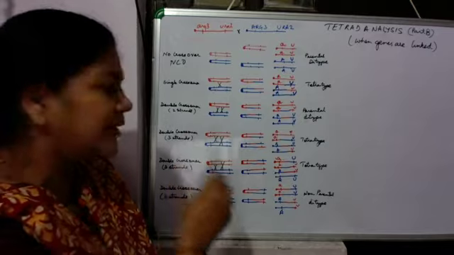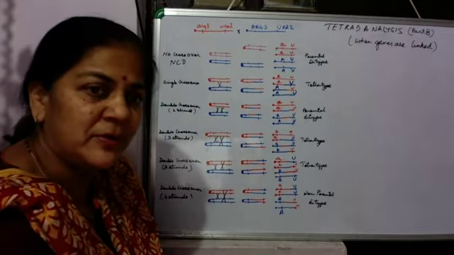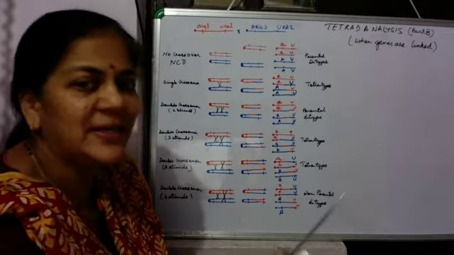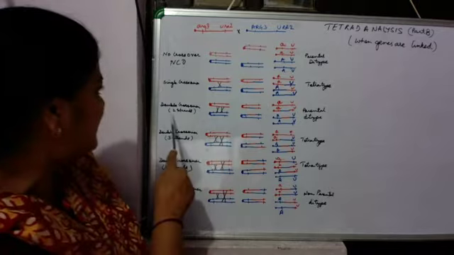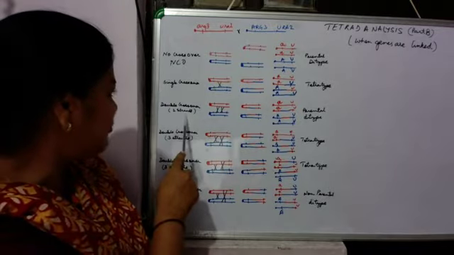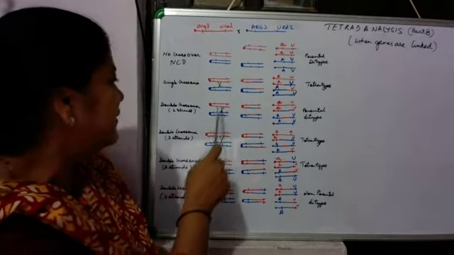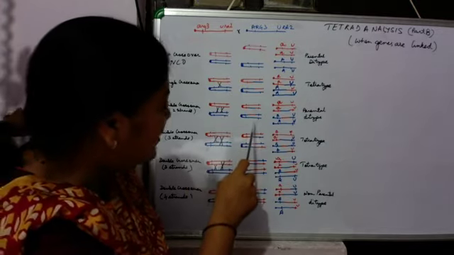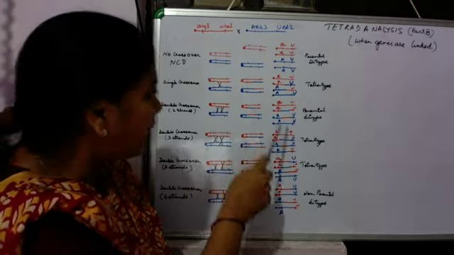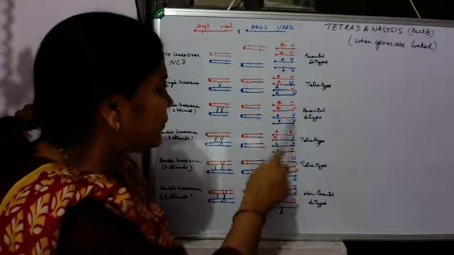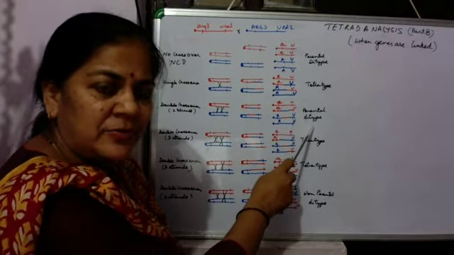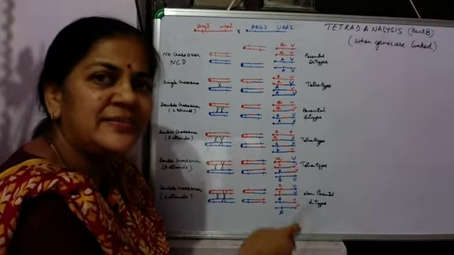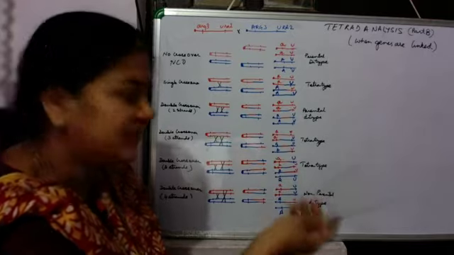Now there's a possibility of double crossover, and double crossover can happen in many ways. First we'll consider double crossover between two strands, and these are the same two strands. So there's a double crossover. When a double crossover takes place, ultimately the type of tetrad that is obtained is a parental ditype. So double crossover involving two strands leads to a parental ditype tetrad.